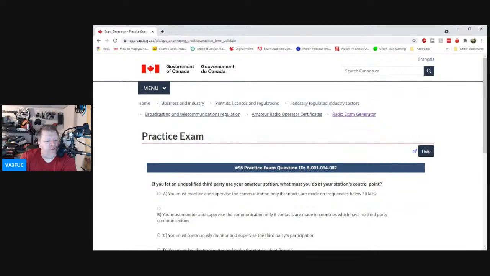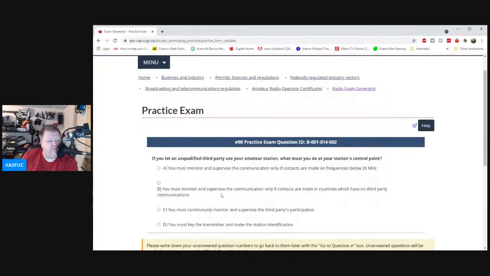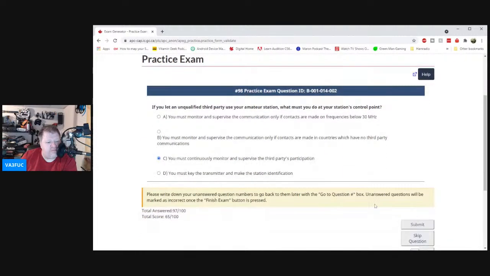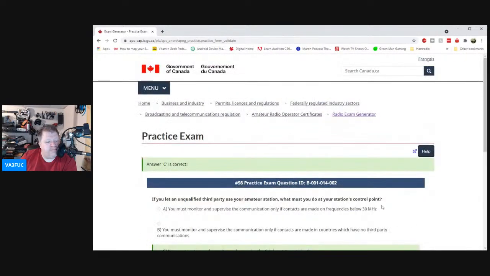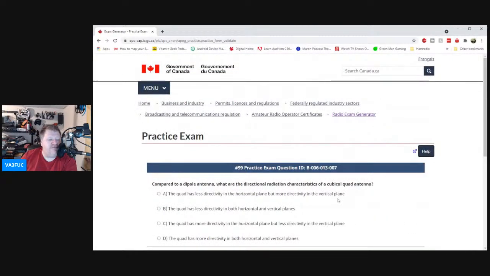If you let an unqualified third party use your amateur radio station, what must you do at your station control point? You must monitor and supervise all communication. Only if the contact is on frequencies below 300 megahertz. You must monitor and supervise communication if the contact is with countries which have no third-party communication. You must continuously monitor and supervise the third party's participation. You must key the transmitter to make sure the station identifies. No, see, you must continuously monitor and supervise that third party. Last one. Oh, no, 99. Then we got question 100.